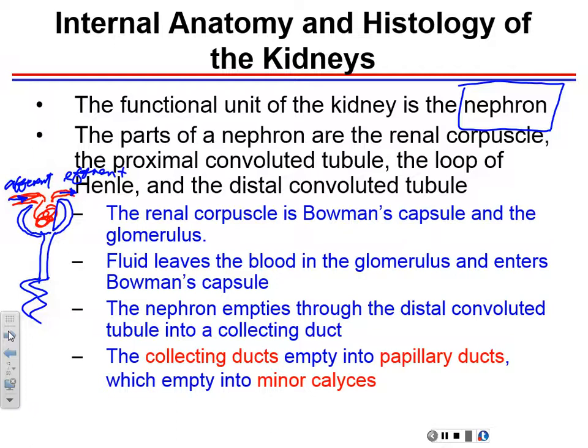So, blood comes in through the afferent, goes into the glomerulus, and then fluid enters the Bowman's capsule, which is like a cup, and then everything is funneled into the proximal convoluted tubule. All right?